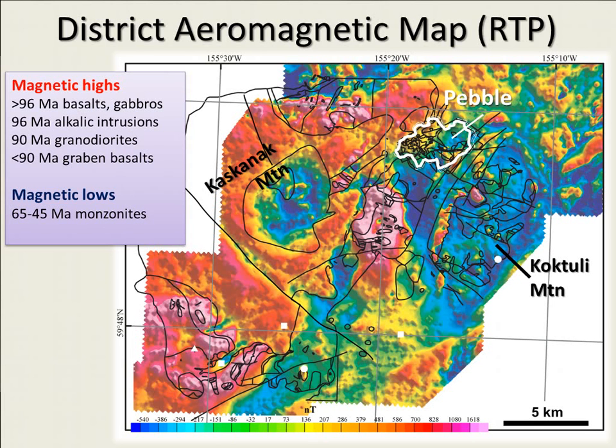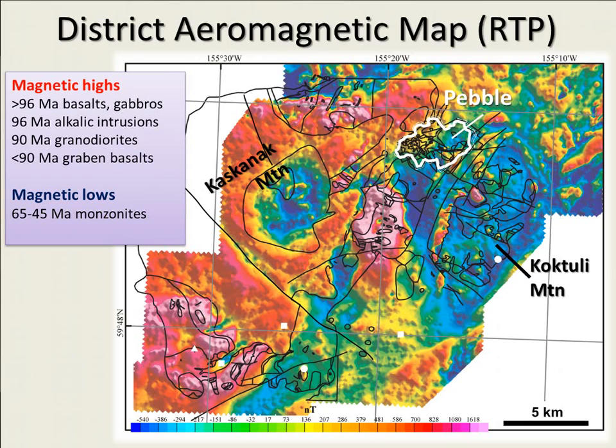So let's look at the reduced to pole magnetic anomaly map shown here. The flight lines were flown northwest and spaced 200 meters apart with a nominal terrain clearance of 60 meters. Also shown is the line work from the geologic map. Pebble resource again is over here, Kaskanak Mountain here, and then Koktuli over here. The aeromagnetic data appear to differentiate some of the igneous rocks in the district.